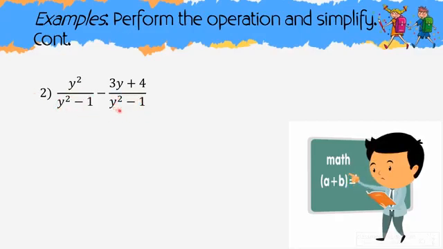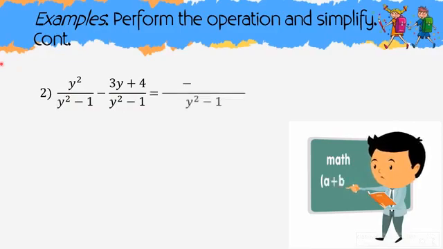Okay, so in addition and subtraction of rational expressions, if they have the same denominator, then you just copy the denominator. You copy the denominator and then you perform the operation on the numerator. That is subtraction. Okay, so we just subtract our numerator.